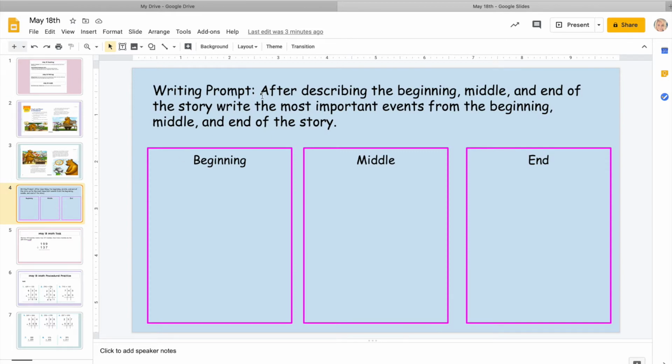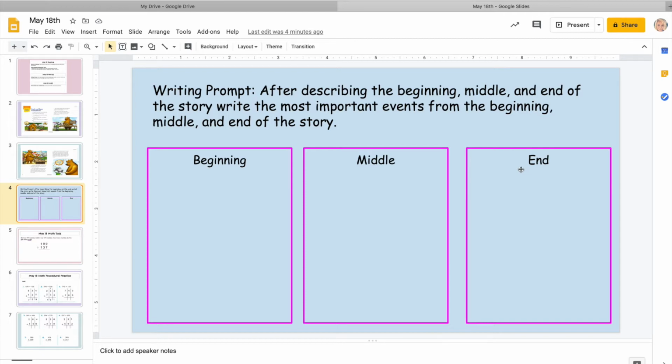So after you describe the beginning, middle, and end of the story, you're going to write the most important events from the beginning, middle, and end of that story. So again, keeping them in order. You can use these little boxes to help keep you organized. In the beginning, pick what you think was the most important thing that happened in that beginning of the story. And then you're going to move on to the middle. What's the most important thing that happened in the middle of the story? And then at the end, you're going to focus on what was the most important thing that happened at the end of the story.